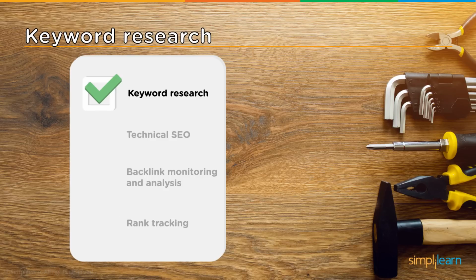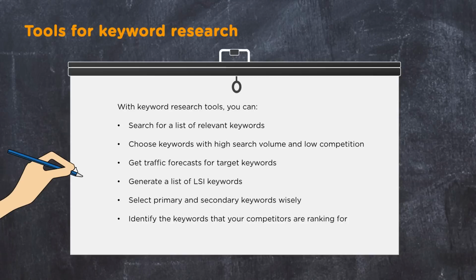So let's start with keyword research. With keyword research tools, you can do your job a lot more efficiently finding the right relevant keywords. That's really key to SEO: finding keywords that are relevant to your business, product, or service that you want to rank for. You want to be able to choose keywords with high search volume and low competition. So where do you get those numbers? You get those from certain tools.